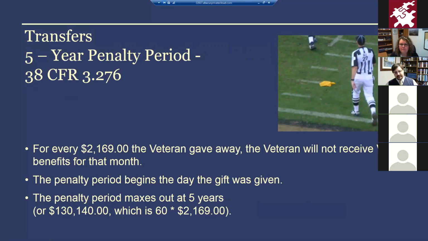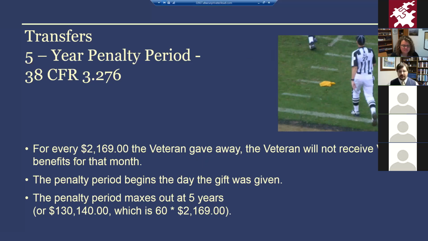The interesting thing about the VA penalty period is the penalty period begins the day the gift was given. So if I was a veteran and gave money away today, then the penalty period would start today. That's going to be different than Medicaid, which Joy will talk about.